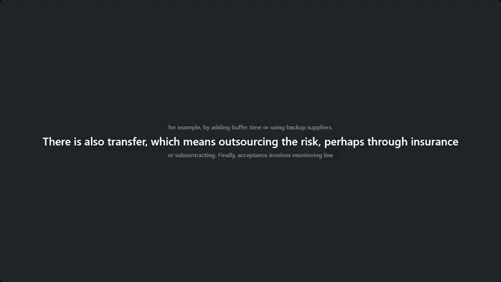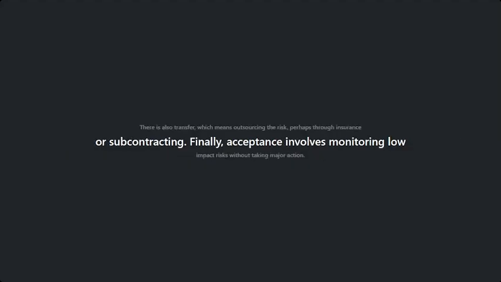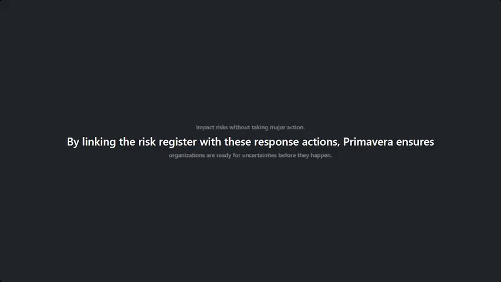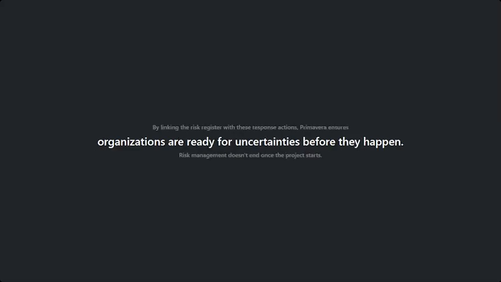There is also transfer, which means outsourcing the risk, perhaps through insurance or subcontracting. Finally, there is acceptance, which involves monitoring low-impact risks without taking major action. By linking the risk register with these response actions, Primavera ensures organizations are ready for uncertainties before they happen.